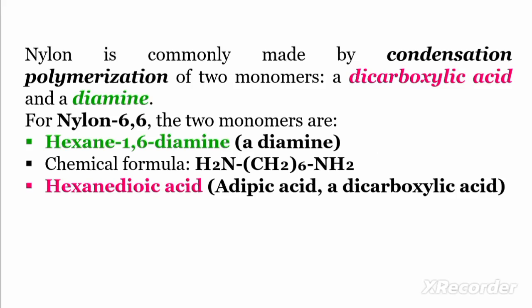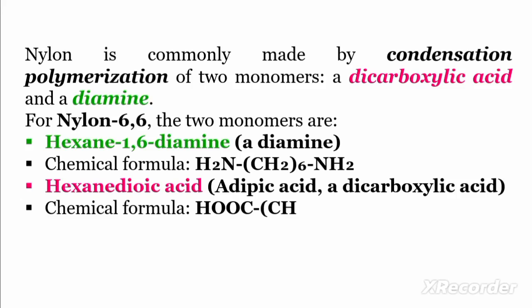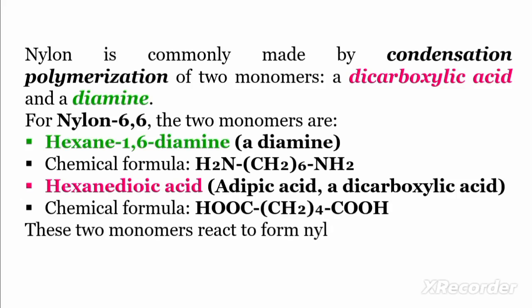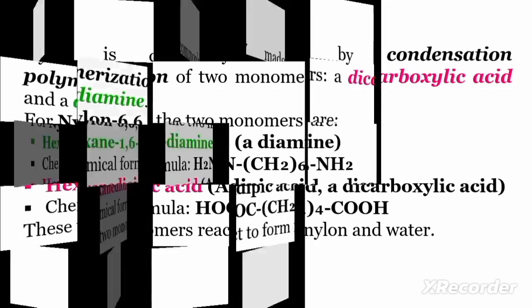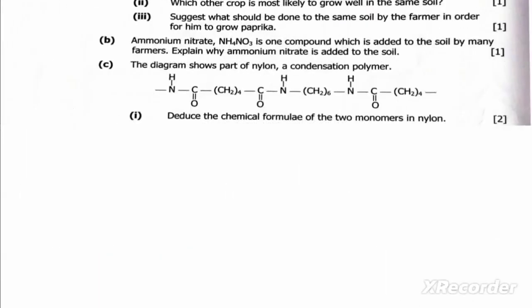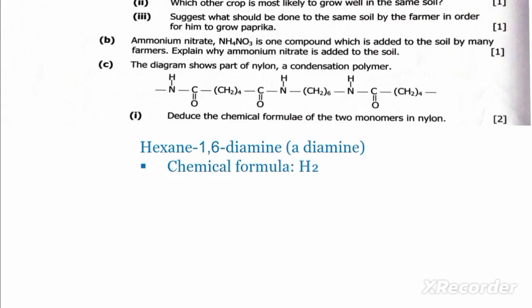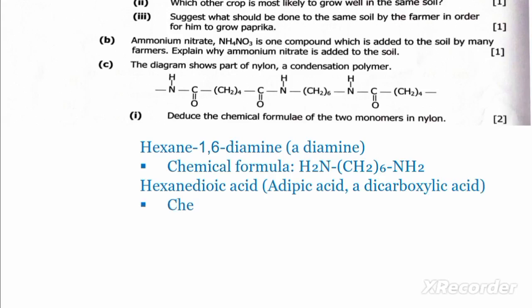Hexanedioic acid, or dicarboxylic acid. This is the chemical formula. These two monomers react to form nylon and water. So the chemical formula of diamine is this one. Then the chemical formula of dicarboxylic acid is this one.